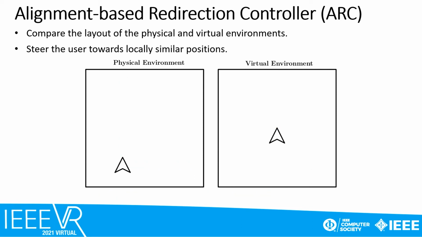For example, in this scenario, our algorithm will steer the user towards the middle of the space between the left and the right walls in the physical environment. And thus, using curvature and translation gains, the algorithm is able to match the user's physical and virtual positions exactly after some time.